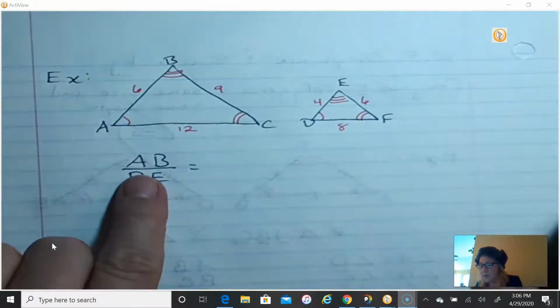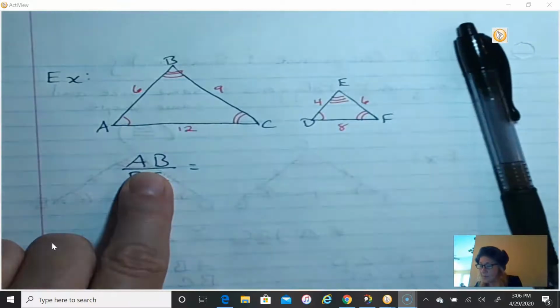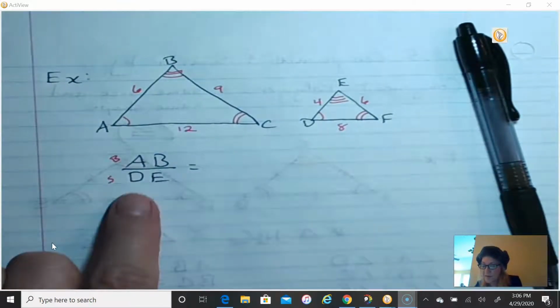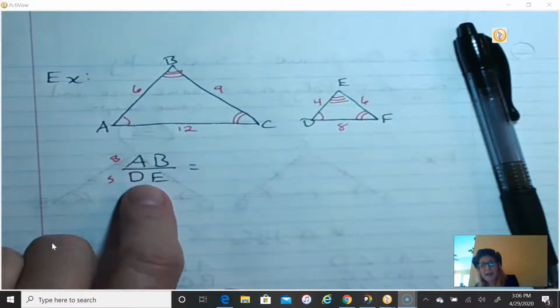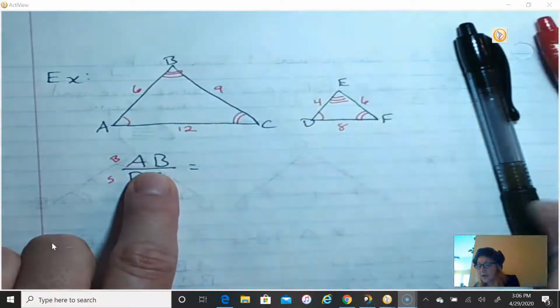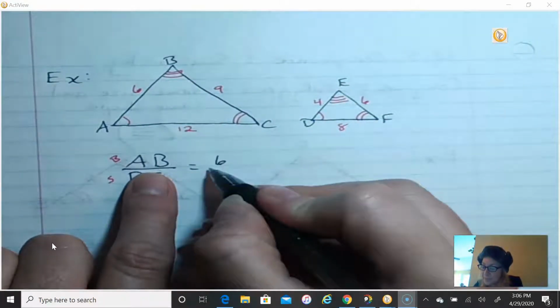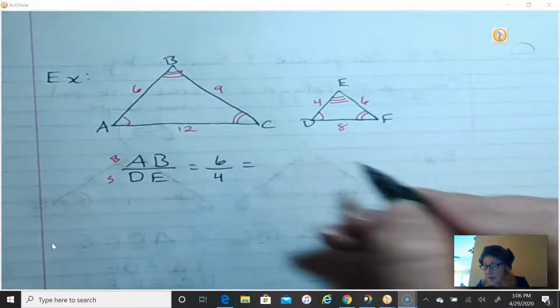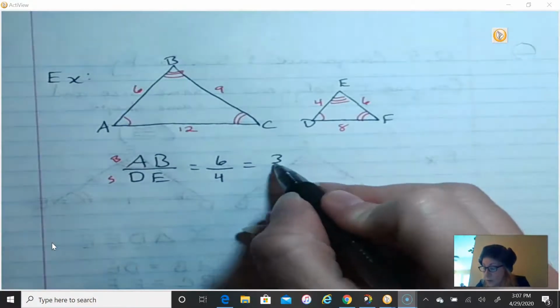Okay? Remember, this one's from the big triangle. I'll put a B here for big. This is S for small. Corresponding sides have to go together. So the measurement for AB is 6, and the measurement for DE is 4. If we reduce that, we get 3/2.